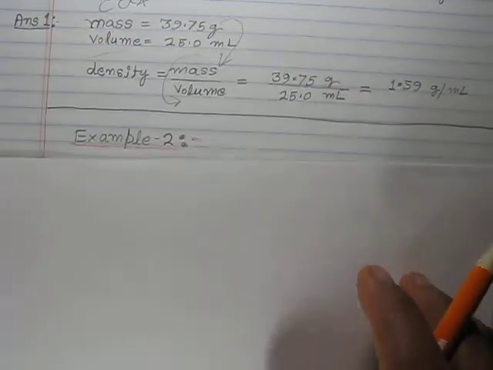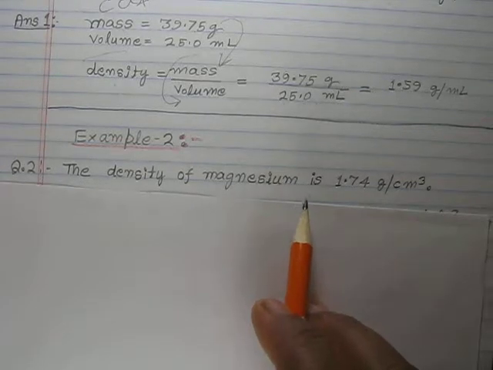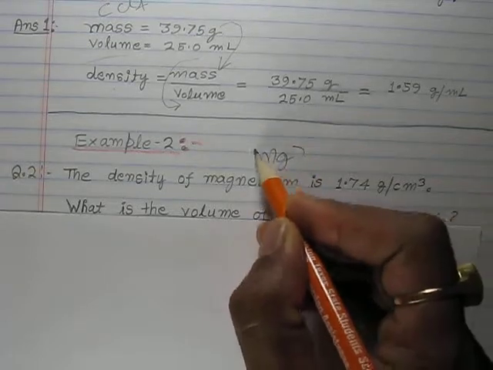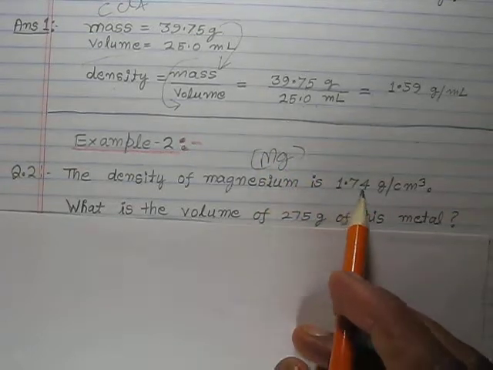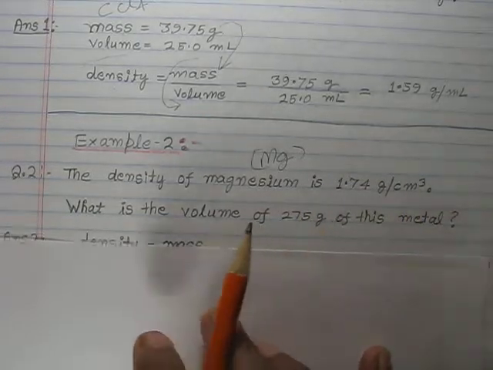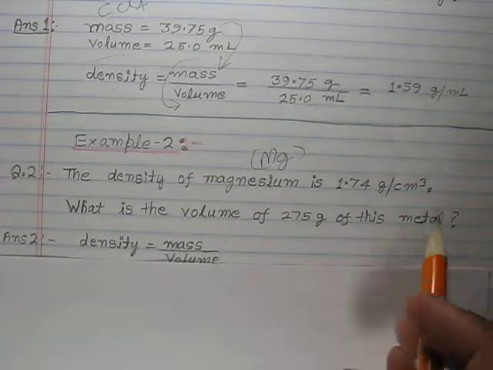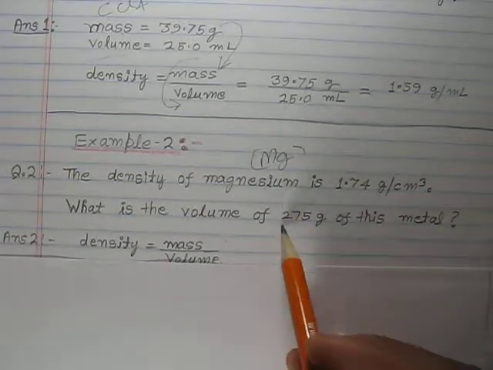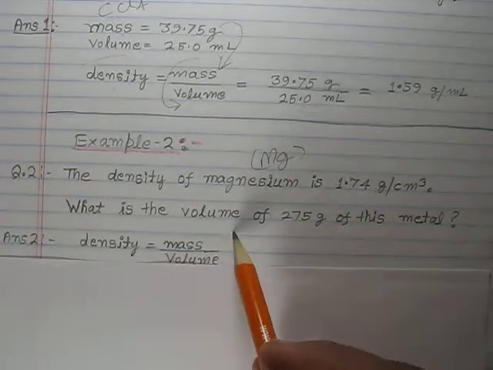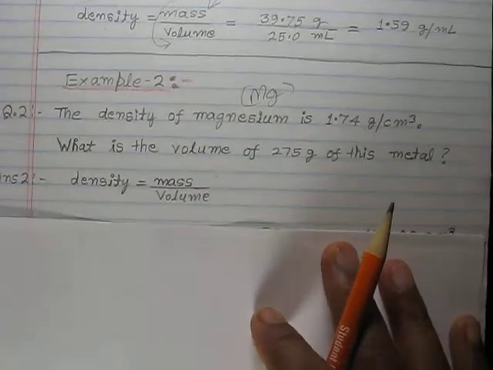And then let's take one more question. Example 2: the density of magnesium, which is a metal, Mg, is 1.74 gram per centimeter cube. So what is the volume of 275 gram of this metal? If we have 275 gram of the metal which has this density, how much volume will it occupy? We can still calculate from the same formula.